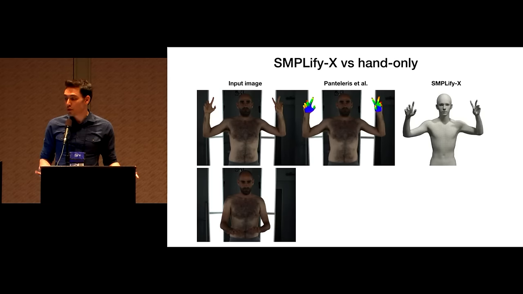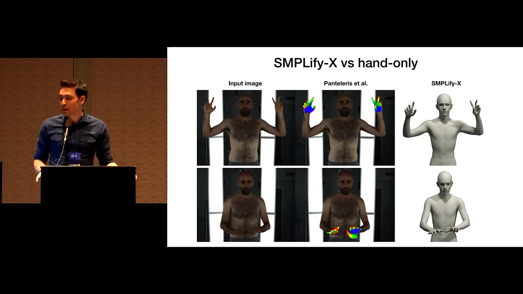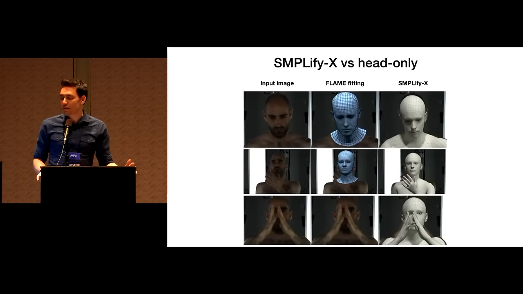In case of good detections, both methods perform well. However, when the detections are noisy, the hand-only approach can fail. In contrast to that, holistic fitting can benefit from the context of the human body and improve reconstruction for these challenging cases. This finding extends also to head-only methods. Here, fitting the FLAME head model to facial landmarks can be inaccurate or fail completely, as is the case in the last row, while SMPLify-X can still provide reasonable reconstructions.